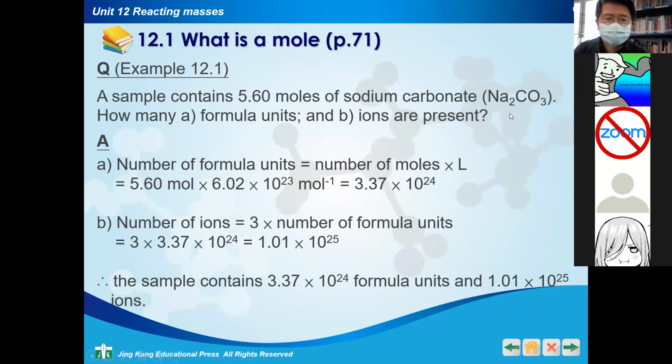So we have some examples. A sample contains 5.60 moles of sodium carbonate. How many? Now, some terms are very strange to you. The first one is formula unit.